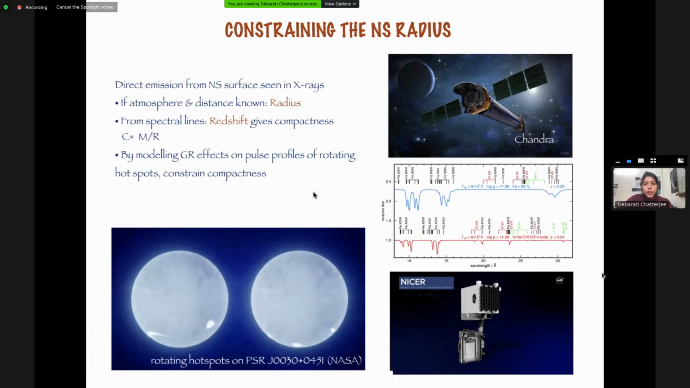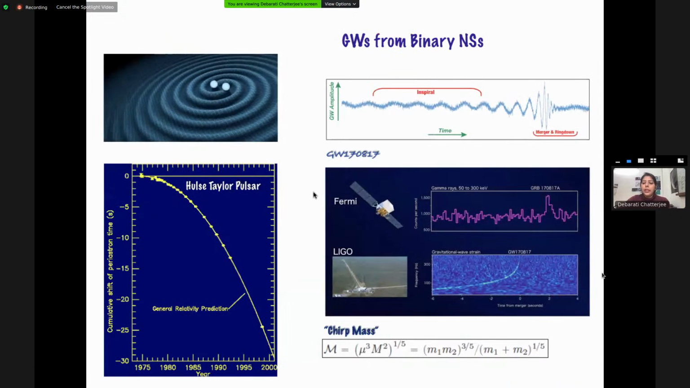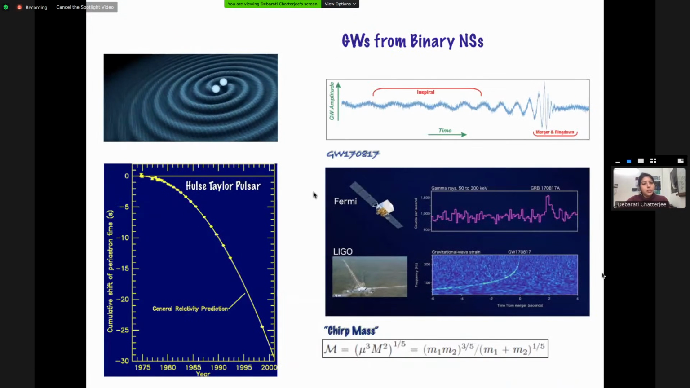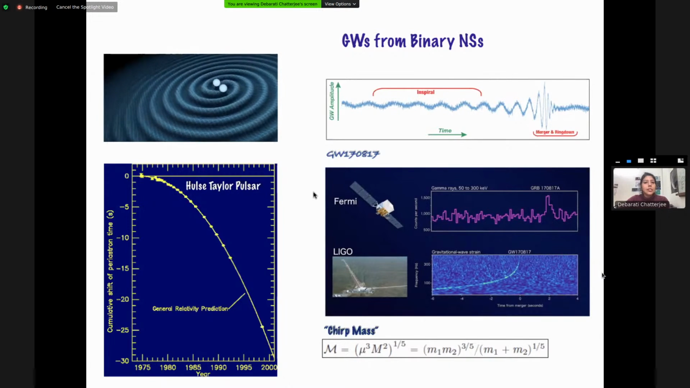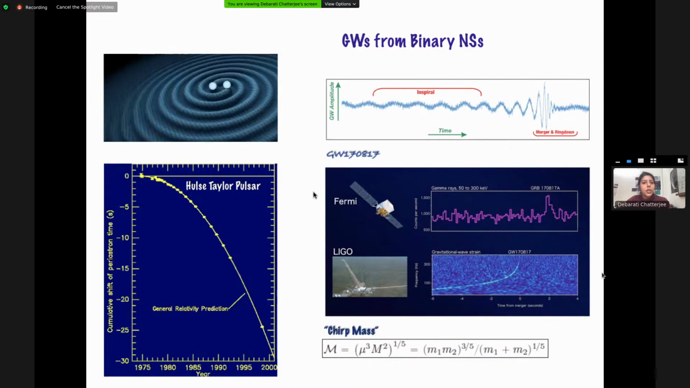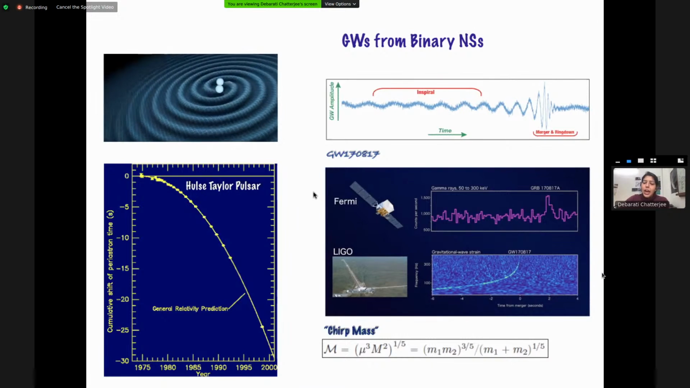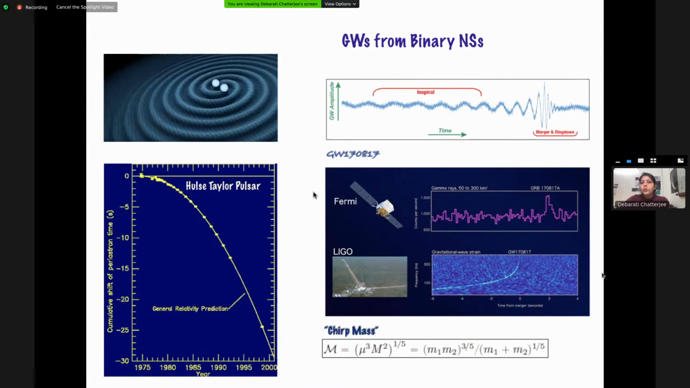So this is what we have from different multi-wavelength observations of neutron stars. There is one observation which has opened up an entirely new window to understanding neutron stars, and this comes from the recent discovery of gravitational waves. And this is a very, very exciting new field.